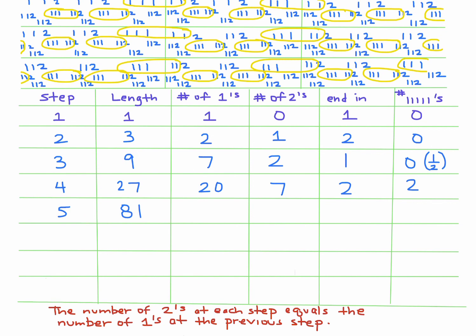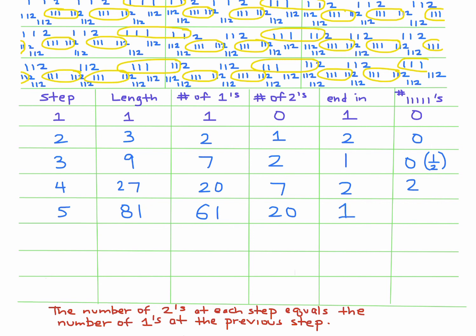So using that very important piece of information, we can fill this in a little more quickly. Here, it's going to be 20, because the number of 2s at each step equals the number of 1s at the previous step. Since the length is 81 and 20 of them are 2s, the other 61 must be 1s. That's just a subtraction. This one, have I got 81 in a row? Yeah, I got 81 in a row. So the last one is right here. It's a 1.